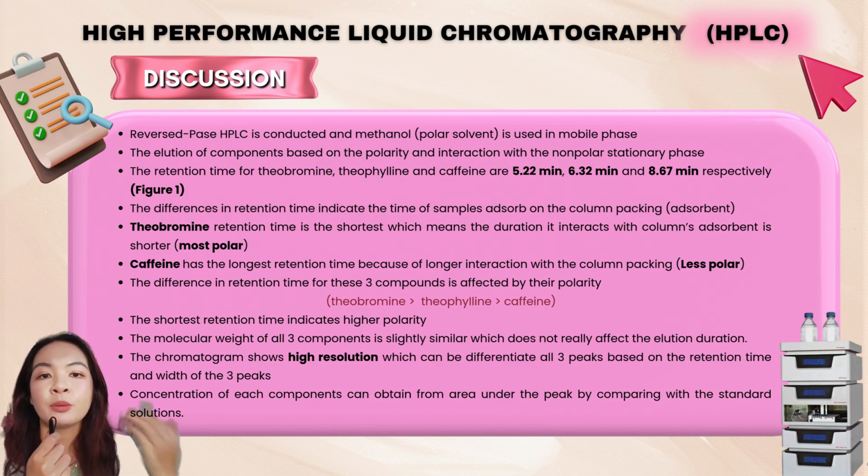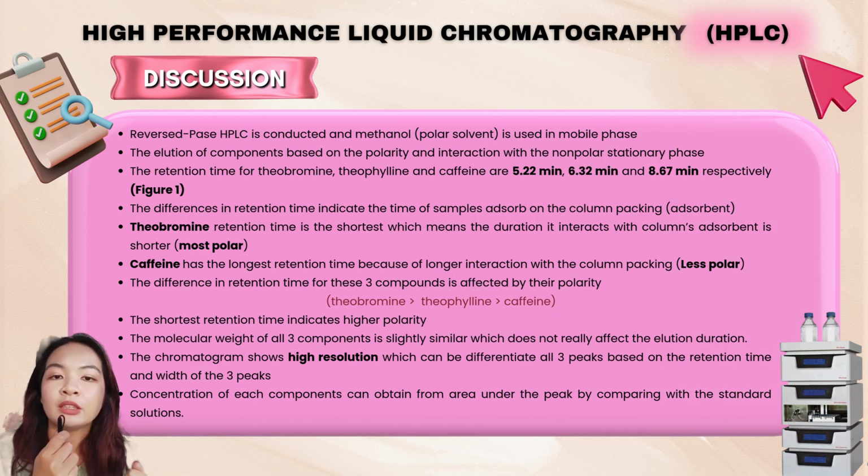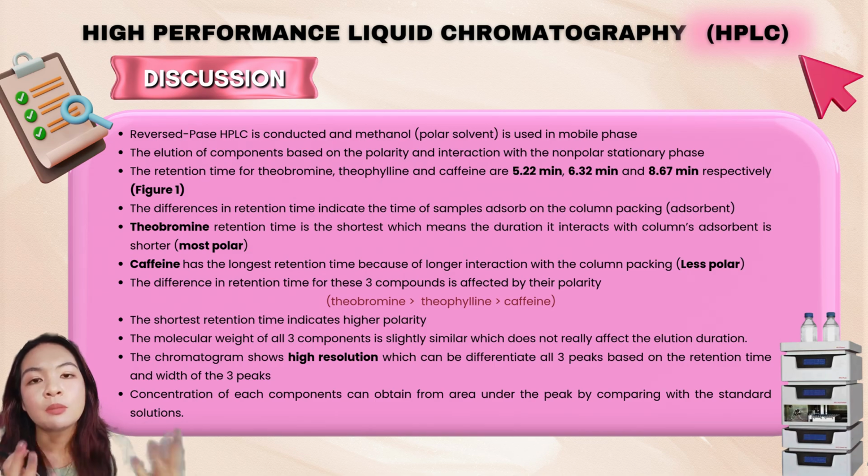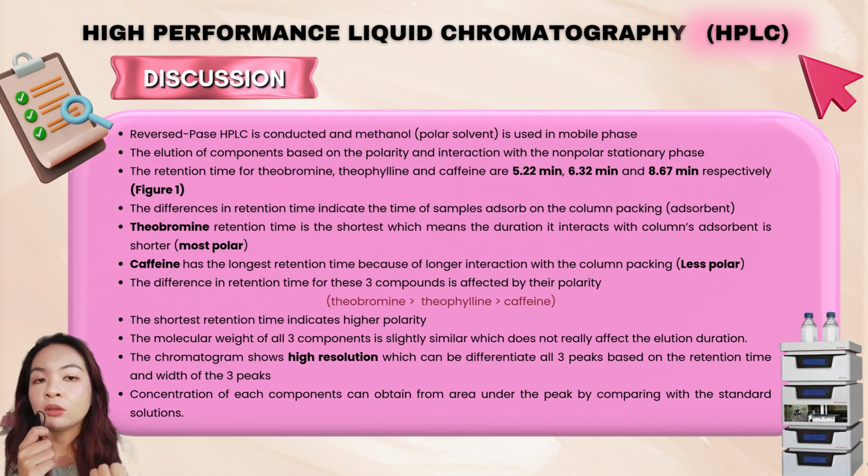First of all, theobromine has the shortest retention time, which means it interacts with the column's adsorbent for a shorter time, and it is said to be the most polar. Caffeine, on the other hand, has the longest retention time because of the longer interaction with the column packing, which shows that it is less polar. The differences in retention time for these three compounds are affected by polarity. Therefore, theobromine will be eluted first, followed by theophylline, and lastly caffeine.